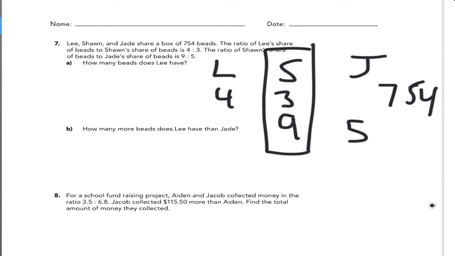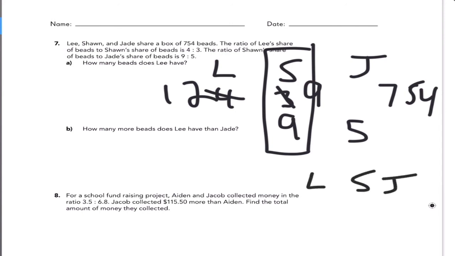If they were denominators, you have 3 and 9, so you need to make them both the same, which is 9, because 3 goes into 9. So I'm going to make this 9. If I multiply by 3 to get 9, I have to do that to Lee, so I make it 12. So my new chart would actually look like this: 12 to 9 to 5.